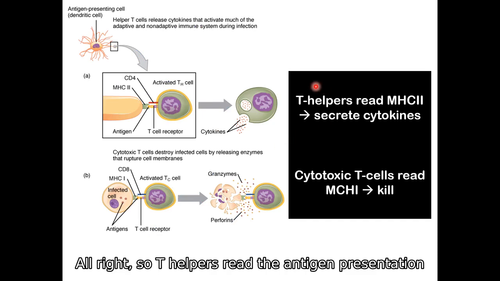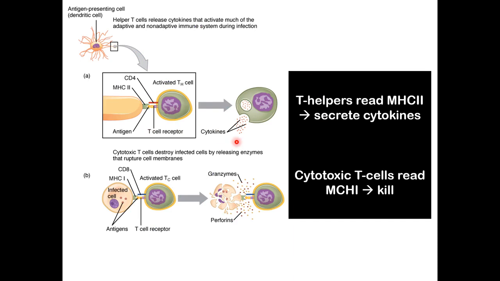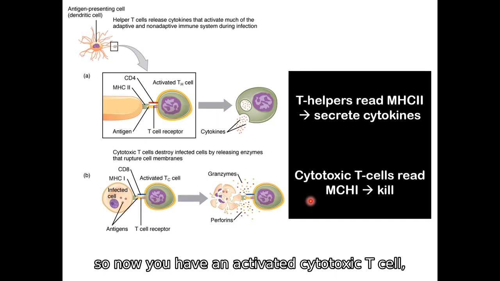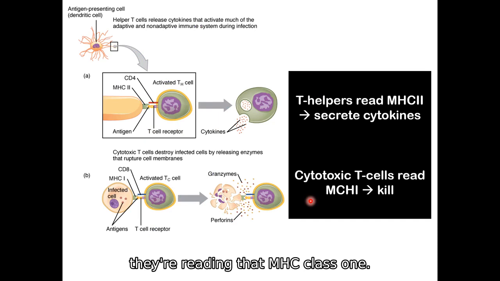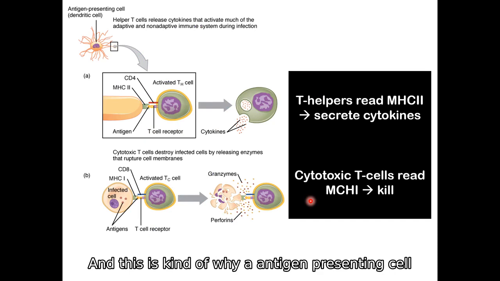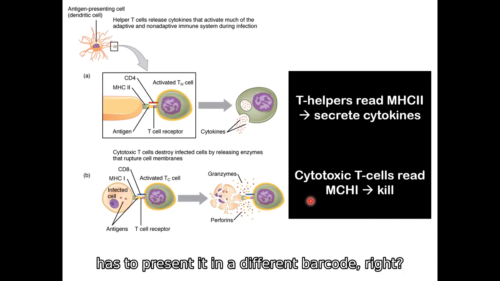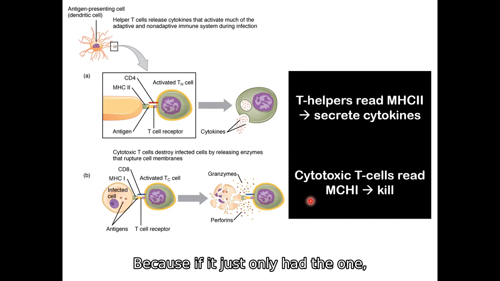All right, so T helpers read the antigen presentation and they secrete their cytokines. The MHC class 1, so now you have an activated cytotoxic T cell, they're reading that MHC class 1. And this is kind of why an antigen presenting cell has to present it in a different barcode, right? Because if it only had the 1, then the immune system would think, oh, you're infected. See what I mean? So antigen presenting cells do need the class 2 because it's a different message. Like, whoa, don't kill me. I just found it. I'm just telling you. I'm just here to activate you.